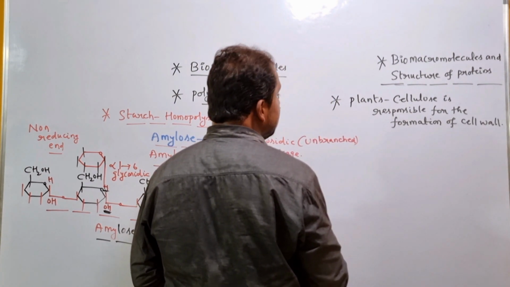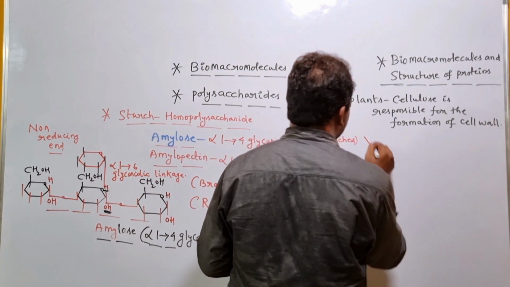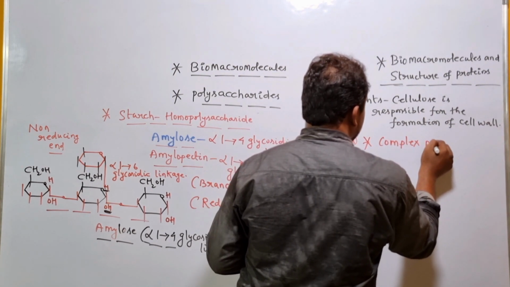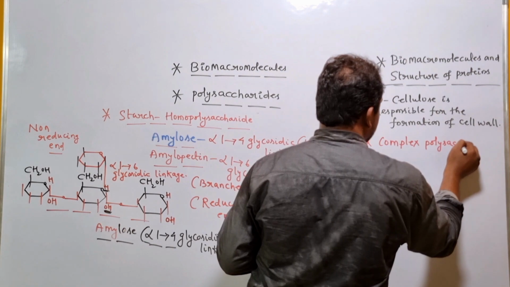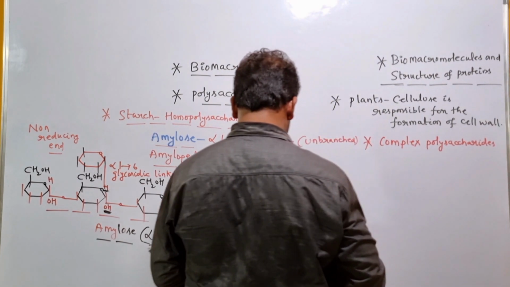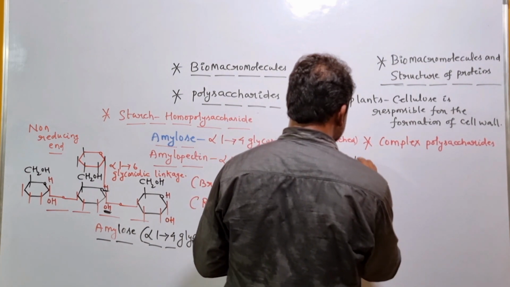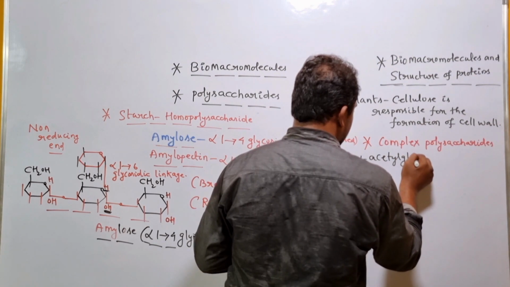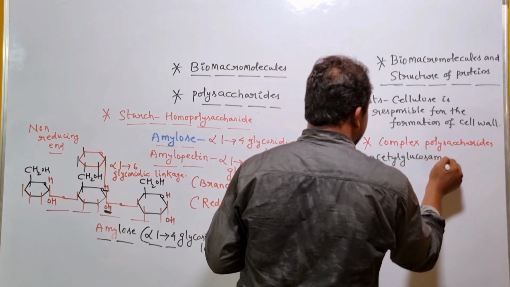And in addition to this, here we can observe some more other complex polysaccharides, and these include N-acetyl glucosamine, and the other one is N-acetyl galactosamine.